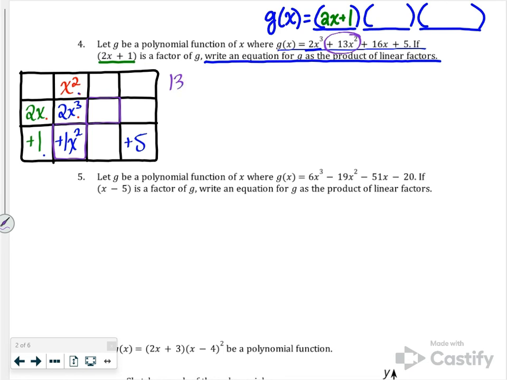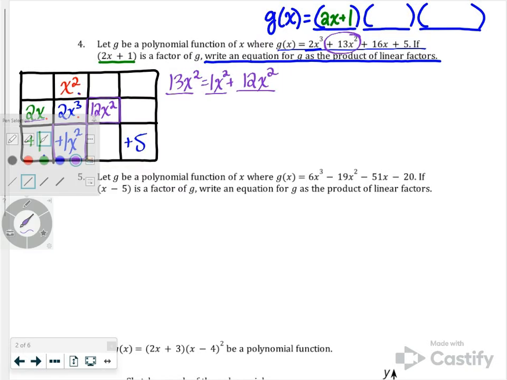So 13x squared would be 1x squared plus something. And if we do 1 away from 13, we can figure out that that should be a 12x squared. But to make 12x squared happen, they multiplied 2x times something. So for us to figure that part out, we know that 2 times 6 would be 12, and x times x would be x squared.